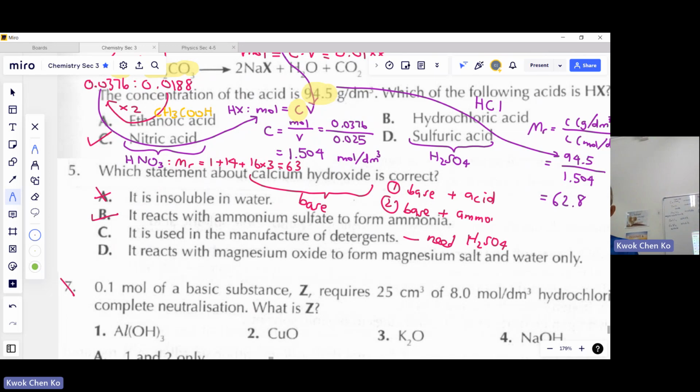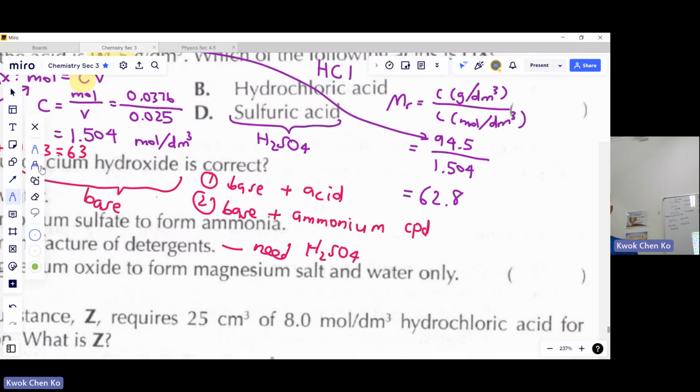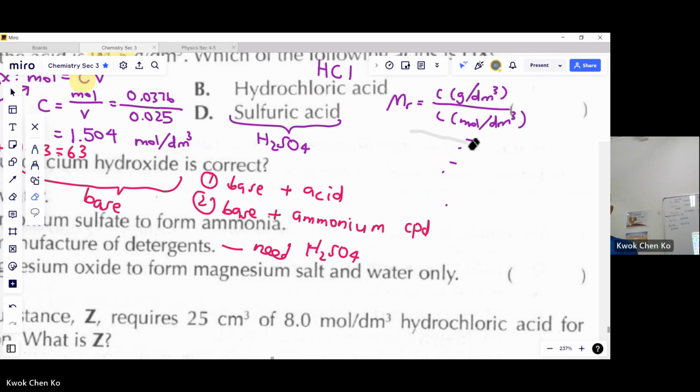Bernice, you need to know this as well. For a base, there are 2 reactions, these 2. Sorry, let me erase some of the stuff. Charlotte, tell me, base plus acid, what do you get?